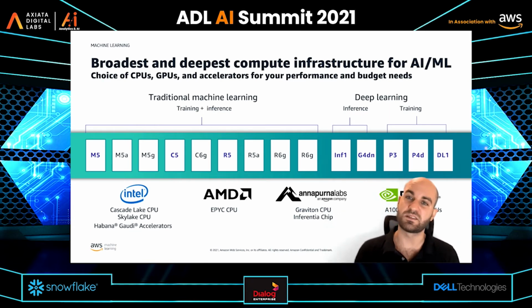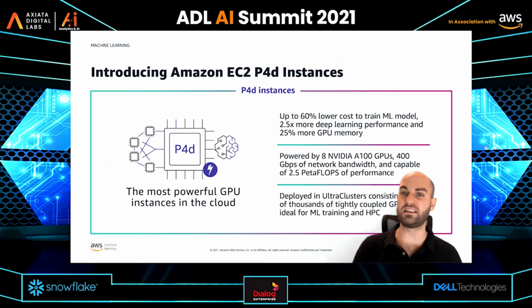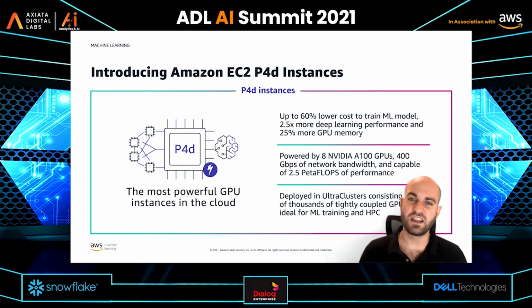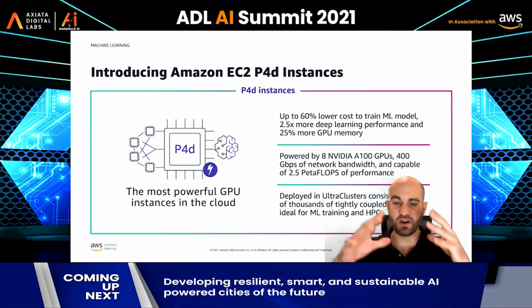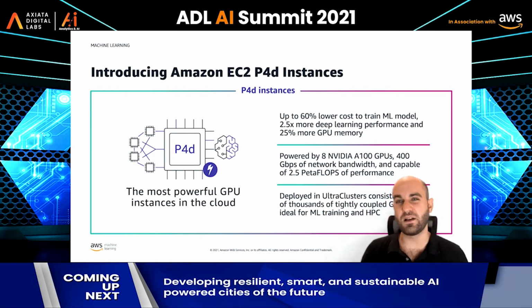But if you go into the deep learning space, very often you also want to have GPU capabilities. So for inference, we have things such as the Inf1 instances, or you can get access to some of the latest and greatest NVIDIA GPUs such as the A100. And let's just have a quick look at these things. Like, for example, the Amazon EC2 P4D instance, which is the most powerful GPU instance in the cloud at this point in time. We find that if you take an existing model, go to this latest training capabilities, you can lower your cost up to 60% to train your machine learning models at a faster speed with more performance.